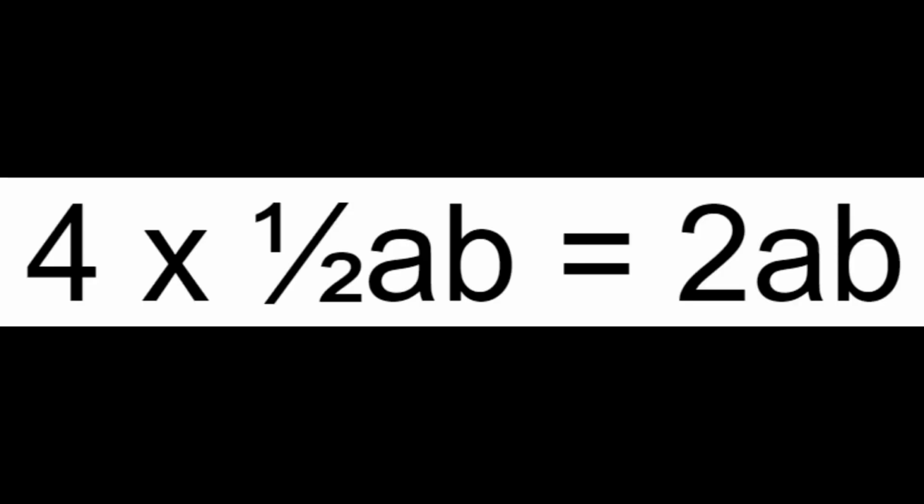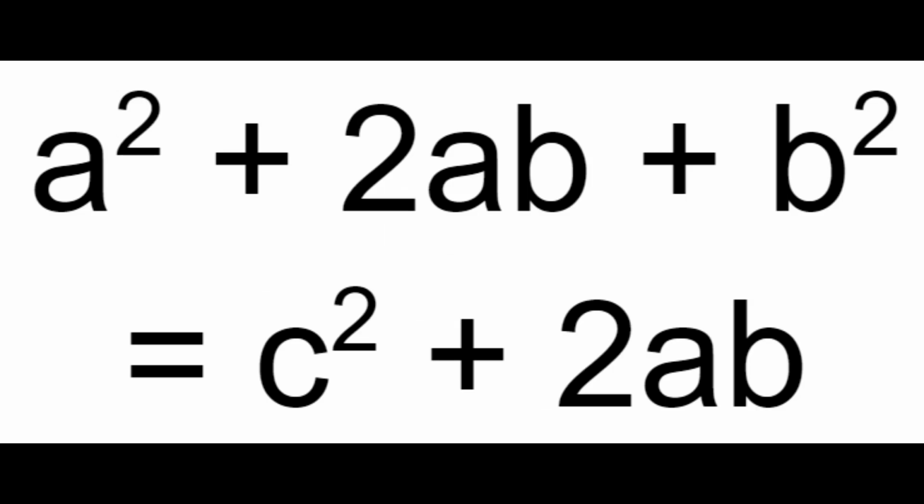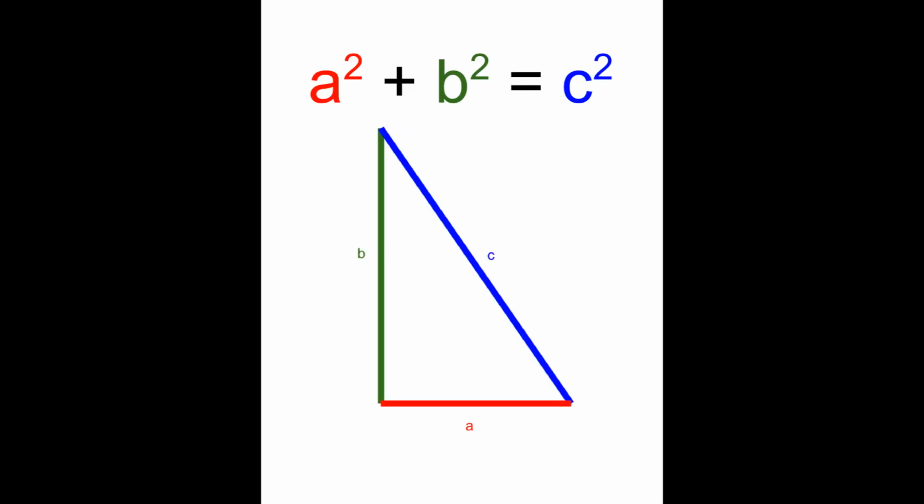We also know that the four right triangles each have an area of 1/2 ab. Combining four of these, we have an area of 2ab. This leaves the square with side length c, which has an area of c squared. This figure shows us the second way of writing the area. We can now equate these area formulas, giving us that a squared plus 2ab plus b squared equals c squared plus 2ab. We can subtract 2ab from both sides to get the Pythagorean theorem, a squared plus b squared equals c squared.